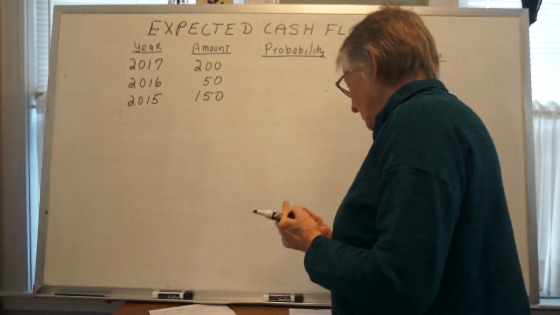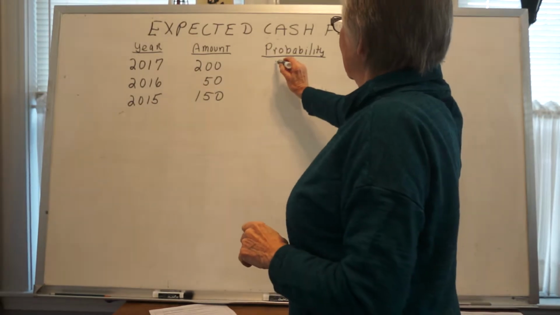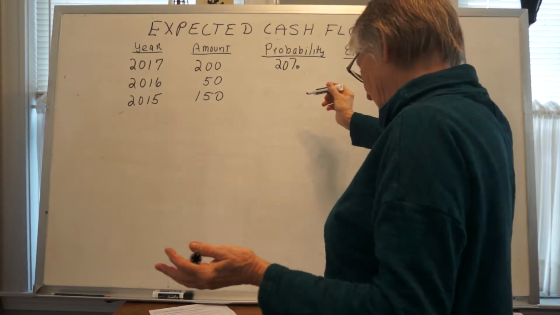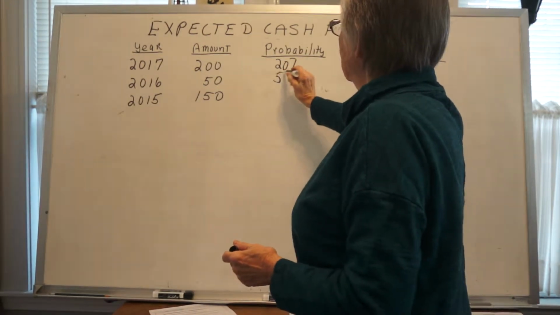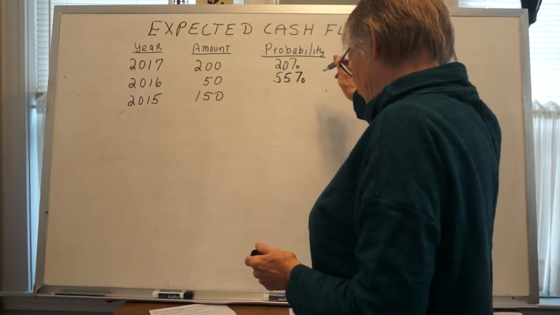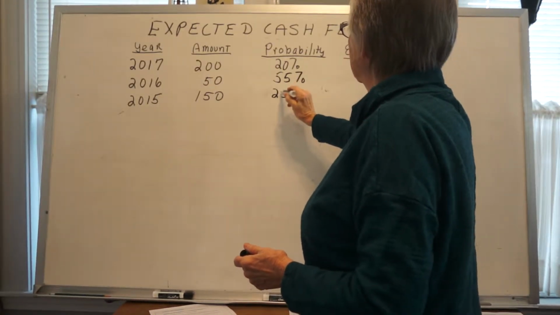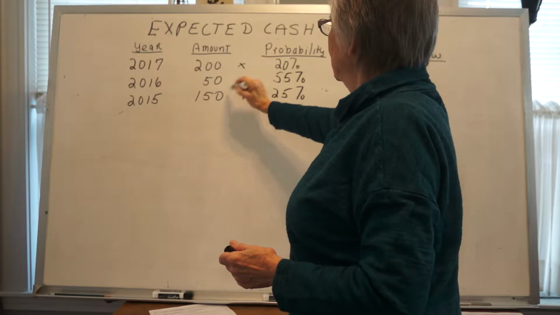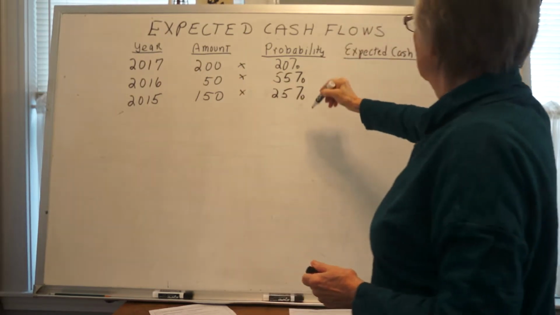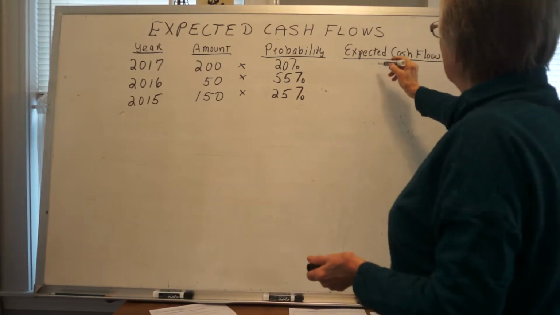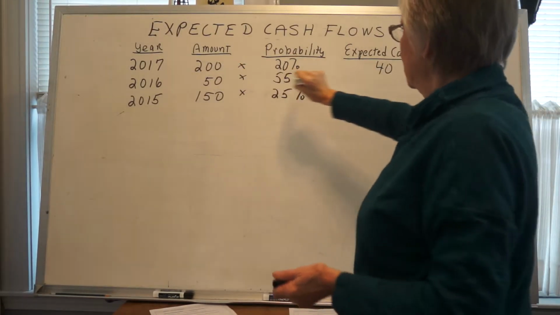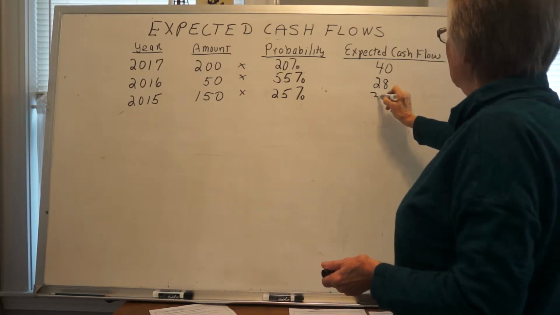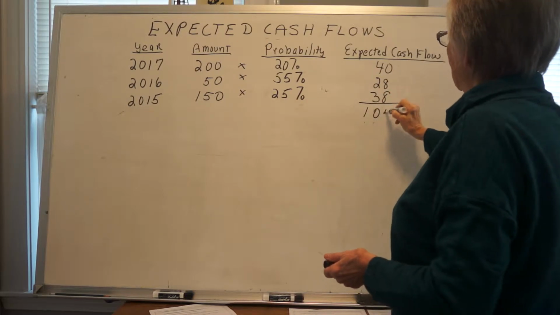You say, well, how have I been doing this year? The probability of me getting 200 again might be like 20%. I don't think I wrote that nice a thank you note. Probably I'm closer to this, 55% here maybe, and then 25% that I get that amount. So you get the amounts, and then you multiply them across by the expected probability, and then you can get your expected cash flow. So 20% times 200 would give you 40, 28, and 38, and so your most likely gift would be 105.